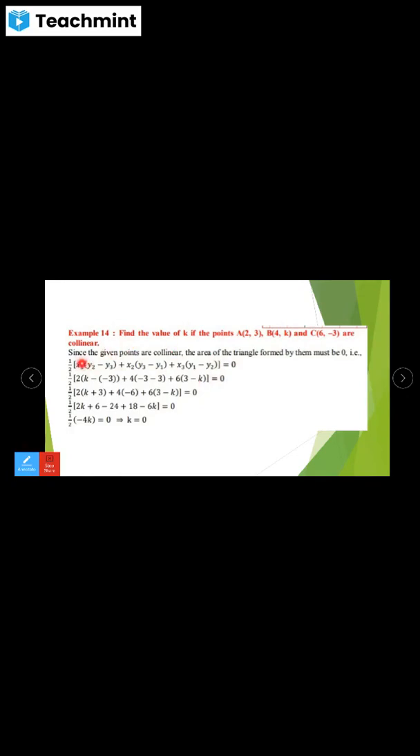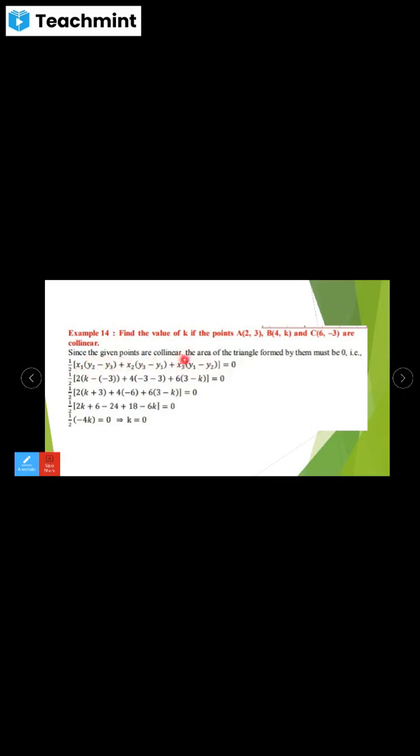See here, since the given points are collinear, the area of the triangle formed by them must be equal to 0, because the points are collinear. All three vertices lie on the same straight line. It means the area is 0. So we have to take the area of triangle formula equal to 0.